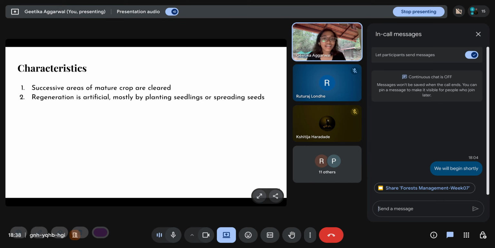We can all sit around, guys, with nobody answering or nobody interacting at all. Can any of you think of one reason why you would have to carry out artificial regeneration in an area which has undergone clear felling?